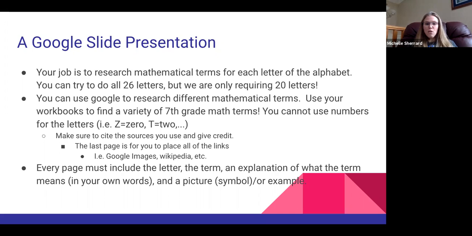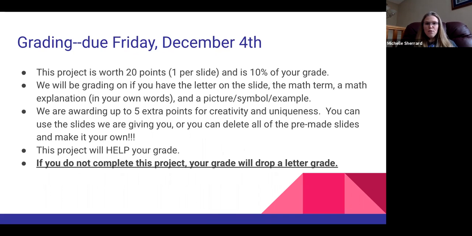Every page is going to have the letter, the mathematical term, an explanation of what the term means. Make sure you write that in your own words. We don't want all that mathematical terminology. We want you to put it into your own words. And then a picture, symbol, or example. This project is due Friday, December 4th. So you have 2 weeks to get that into us.